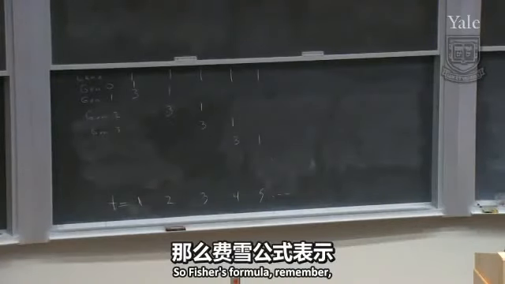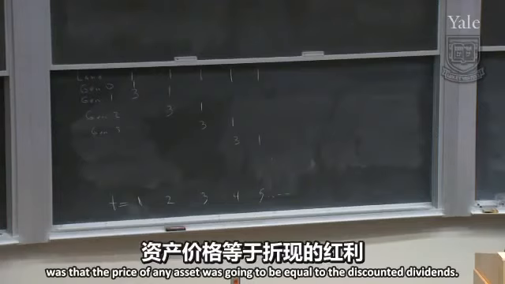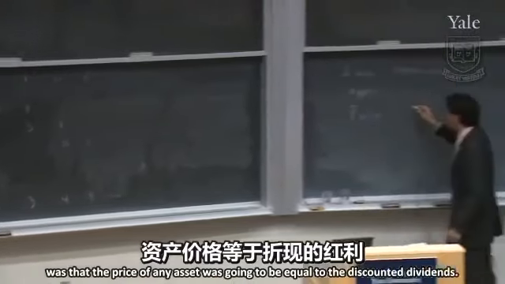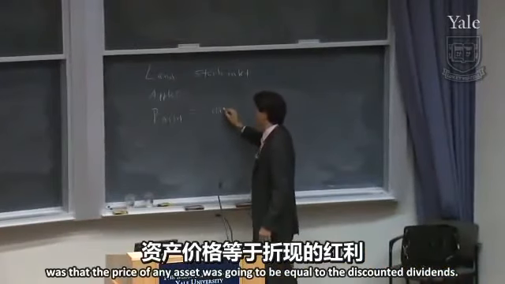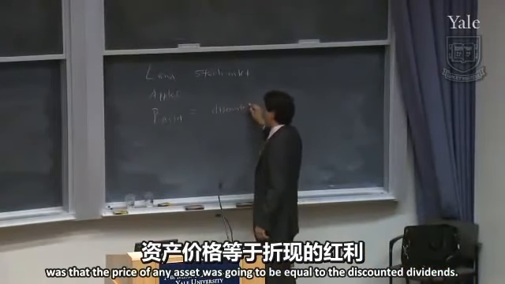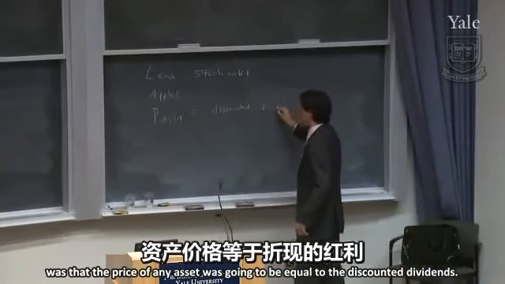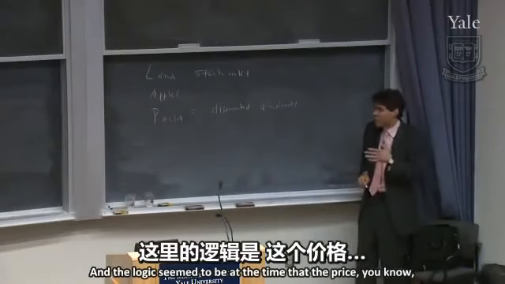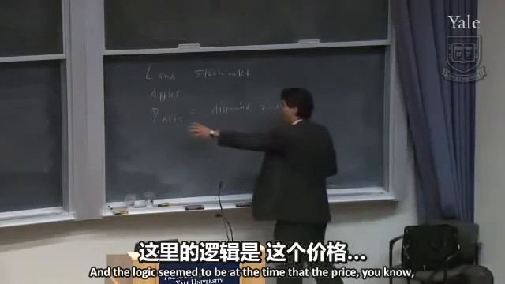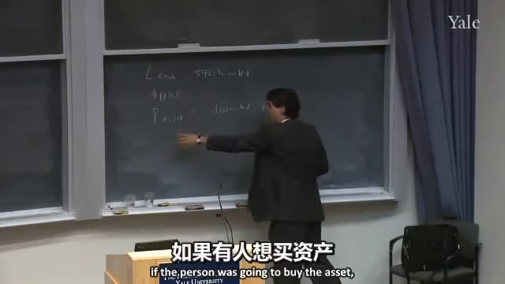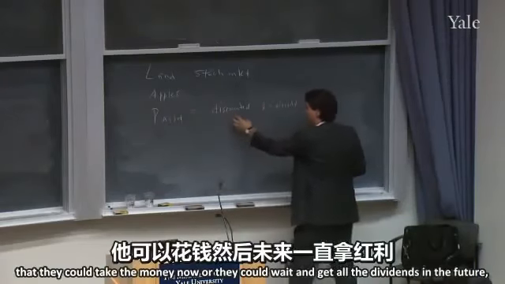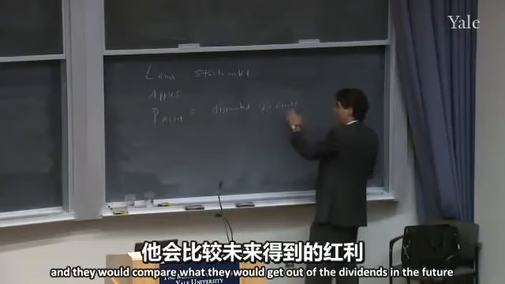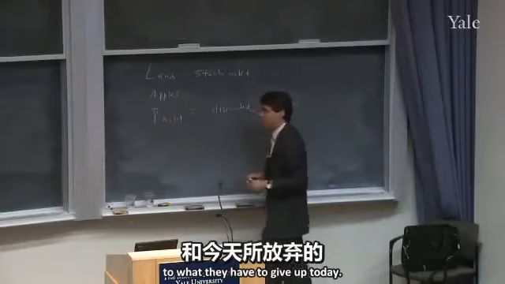So Fisher's formula, remember, was that the price of any asset was going to be equal to the discounted dividends. And the logic seemed to be that if a person was going to buy the asset, they could take the money now, or they could wait and get all the dividends in the future, and they would compare what they would get out of the dividends in the future to what they have to give up today.